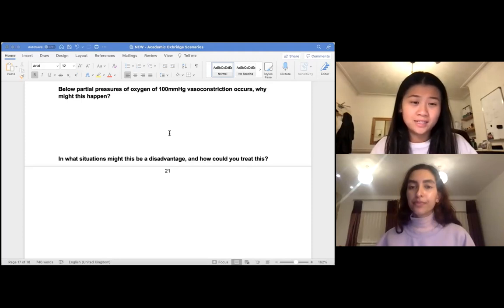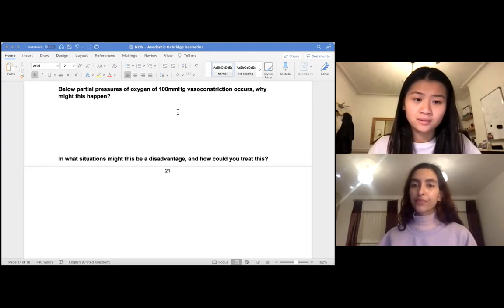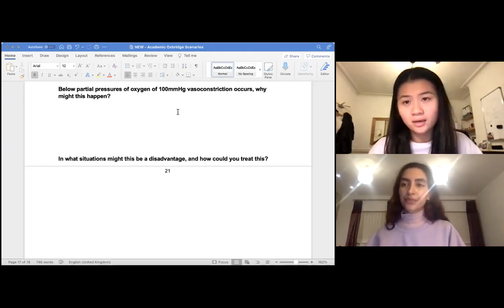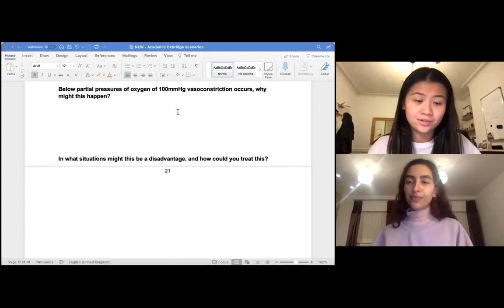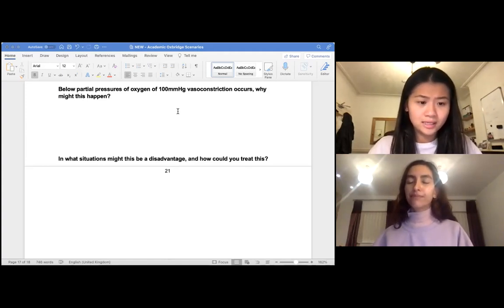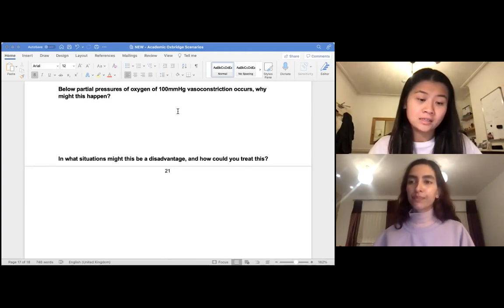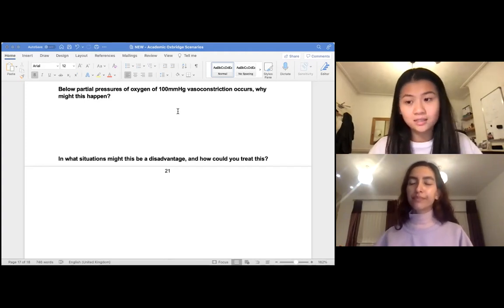This would be a disadvantage when, for example, the partial pressure of oxygen in the atmosphere is lower. This would then lead to vasoconstriction of every part of the lung, and therefore the blood will become quite poorly perfused. This could then lead to hypoxic pulmonary vasoconstriction, which will cause edema, which isn't great. And this can be treated using vasodilators.